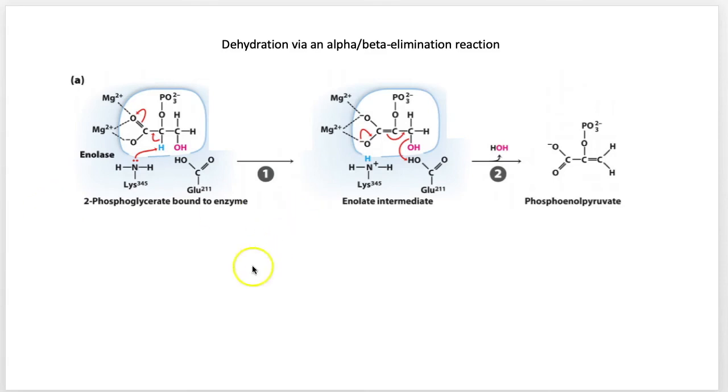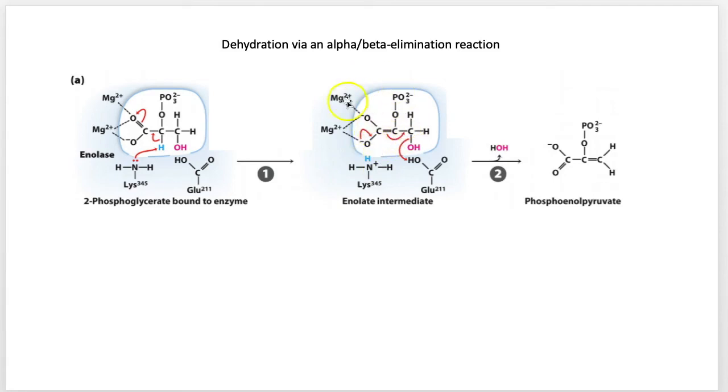So what's going on here? There's all kinds of arrows, all kinds of crazy stuff, but basically in the active site, there's our nice molecule. There's 3 carbons, 1, 2, 3, and there's our phosphate sticking off. On that number 3 carbon is that really annoying alcohol group. So what we're going to do is use our lysine residue to pull this hydrogen away, and that forms a double bond. We're going to form a double bond between the number 2 and number 3 carbons. So we're going to flip that out.